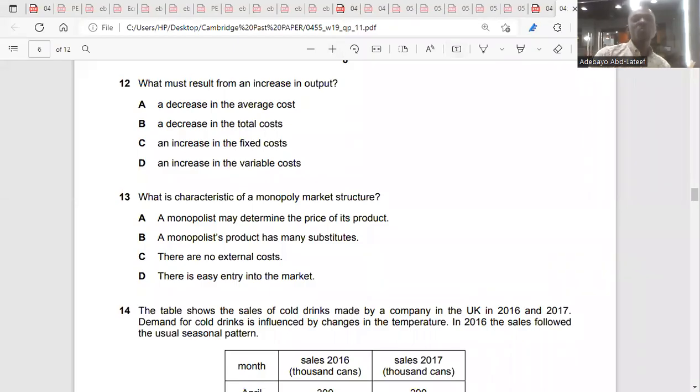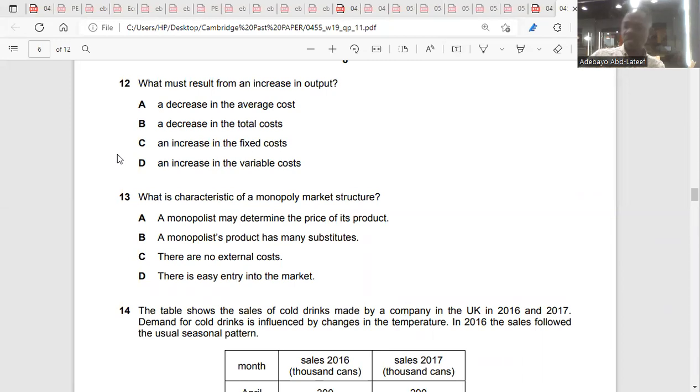So it said, what must result from an increase in output? If output is increasing, what would result from that? Well, a decrease in the average cost. Increase in the fixed cost? If your fixed cost increases, it's the variable cost. An increase in the variable cost. The variable cost, because variable costs are costs that increase as output increases. Yes or no? Yes. So the answer is what?